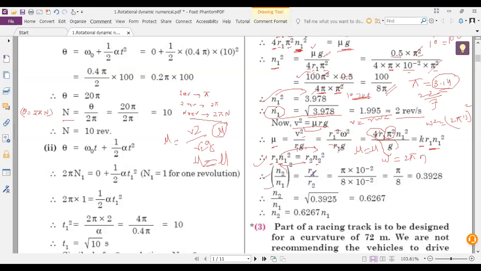Now we have the values of R1 and R2. We put the R1 and R2 values here. Solve it. What we get is the final answer. This answer is the ratio n2 upon n1. But hold on a minute. Take this square to the right hand side. What we get, square root of 0.3925. We find this square root. What we get, 0.6267.